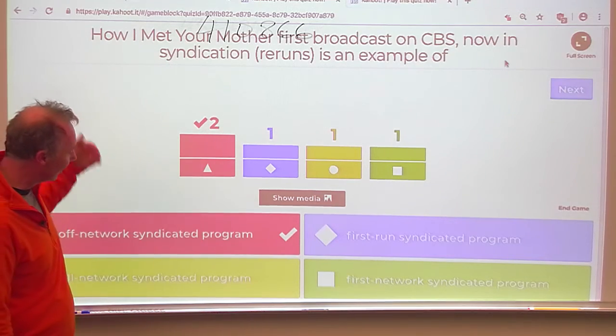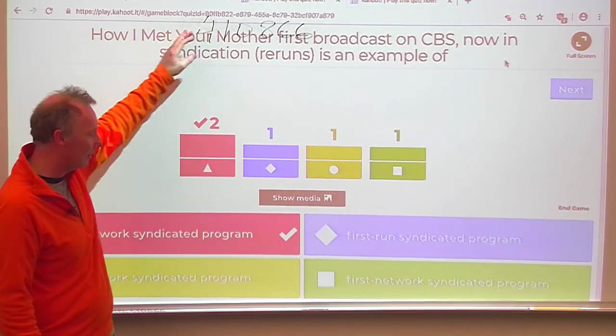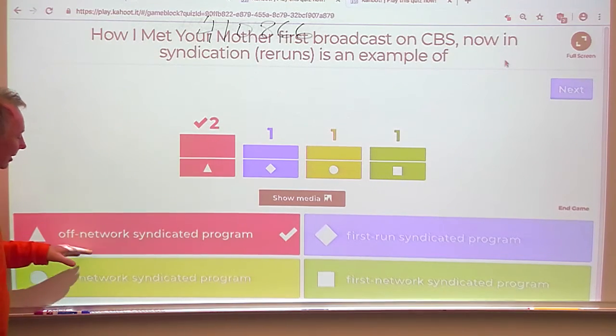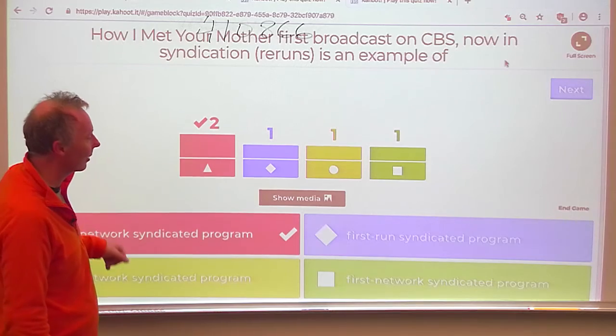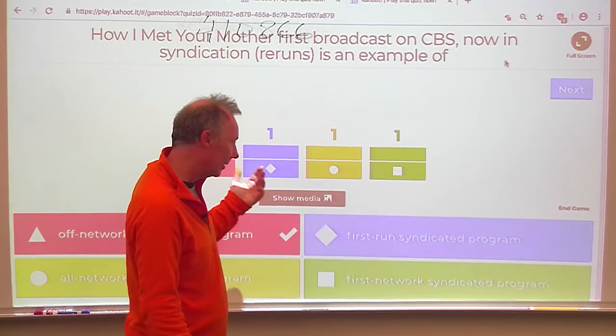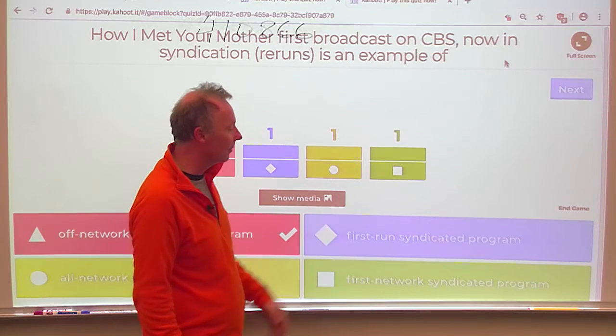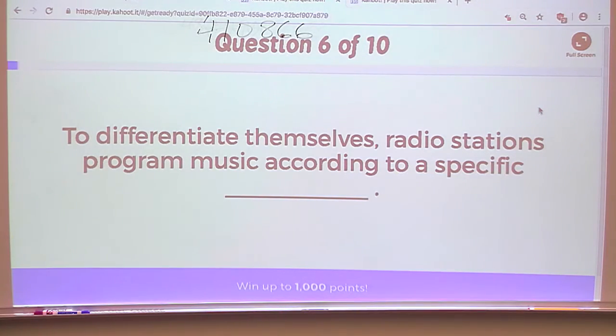So the distinction here is, did the network produce and show it the first time around? Then when you see it in reruns, it's called off-network because it just came off the network. But if the network did not produce it and never showed it in its original form, then it's a first-run syndicated program. First run meaning the first time you see it, because a local station bought it and shows it.